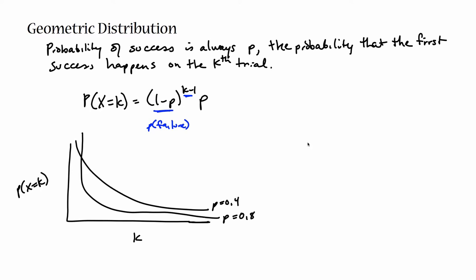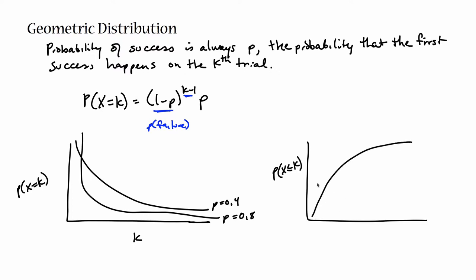And the cumulative distribution function, P(X less than or equal to k), tends to look like this, a saturating curve, where the higher the probability of success, the faster you get to 1. I'm running out of space, so we'll go over here. So I'm still talking about the geometric distribution.